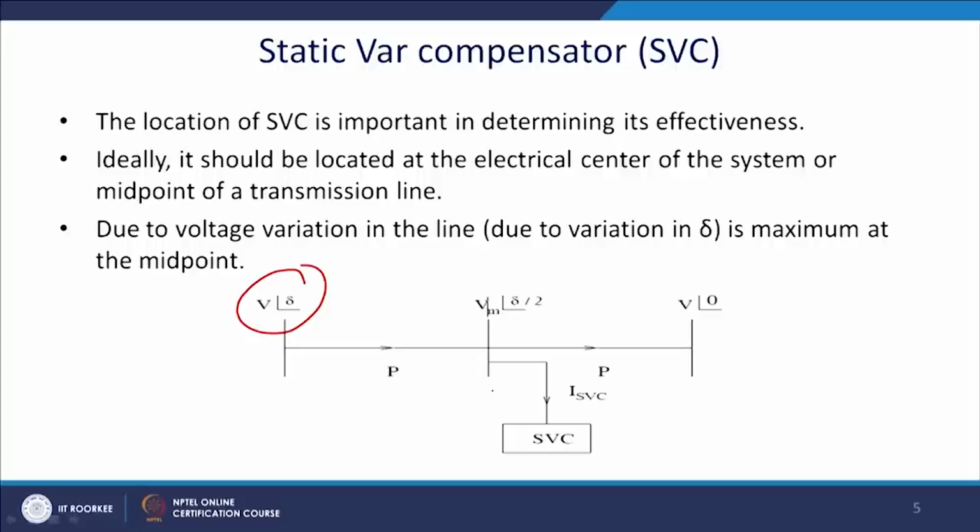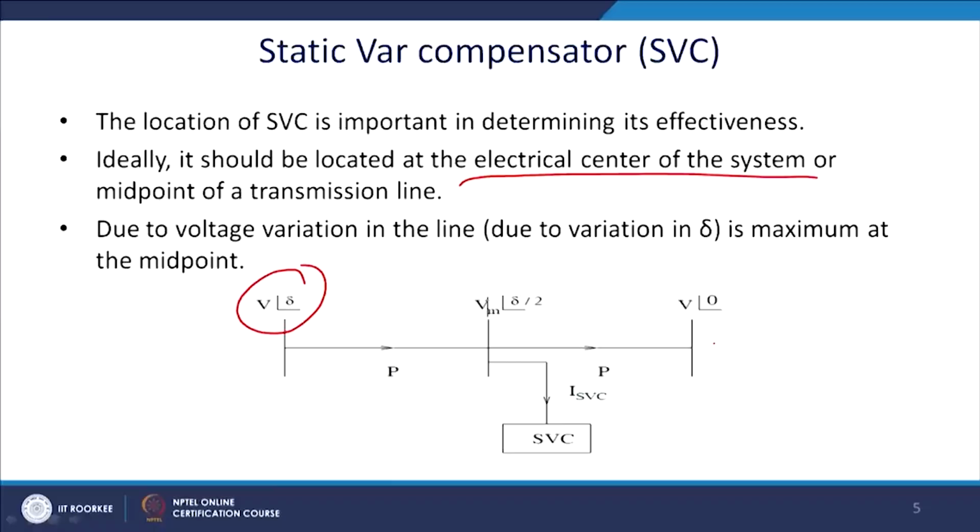This is our conventional one line diagram, where the sending end voltage is V at angle delta, a midpoint shunt compensation is placed here, and here is the receiving end voltage. The location of this SVC is important in determining its effectiveness, because it has to be put where the voltage sag is maximum. For this reason, midpoint shunt compensation increases the power handling capability by a factor of 2, in a very simple way.